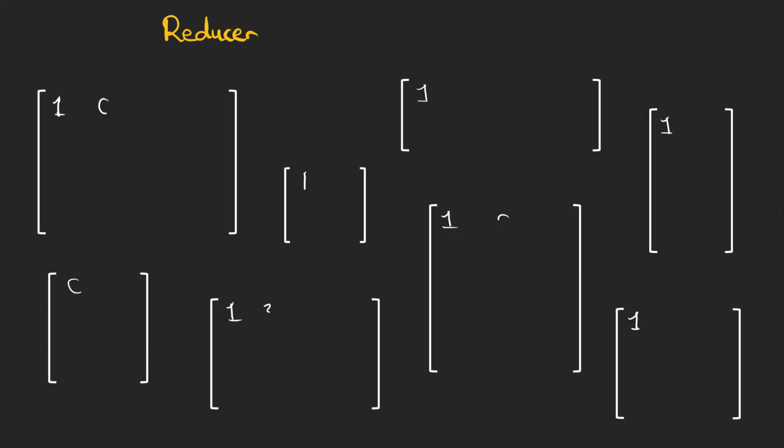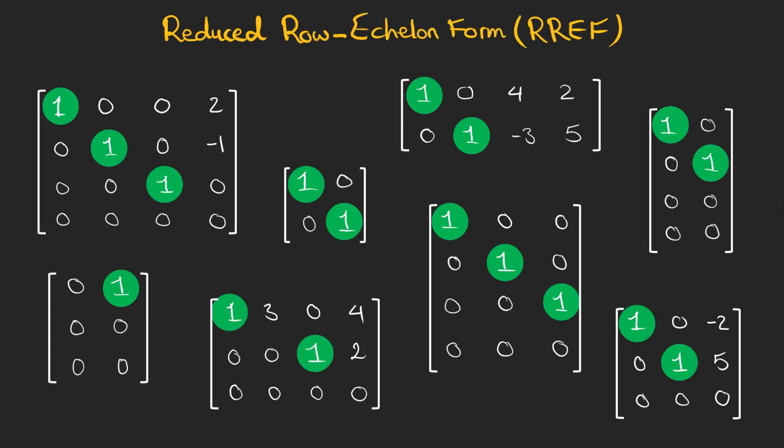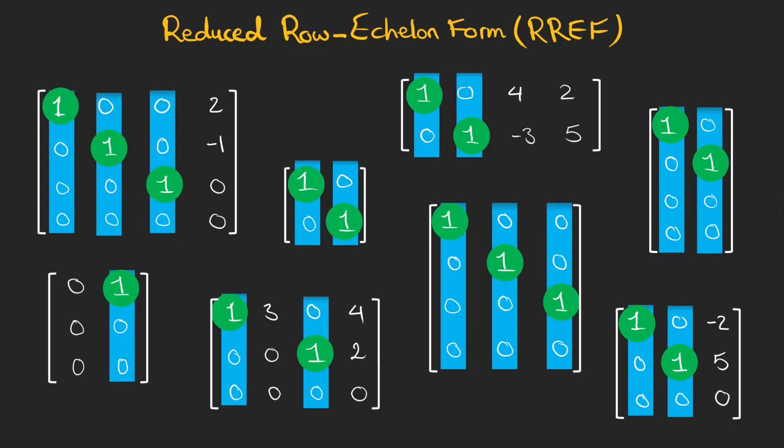We also have some matrices which are in reduced row echelon form. Reduced row echelon form matrices are in row echelon form, the pivots are all 1, and the pivot is the only non-zero entry in its column. These columns are called pivot columns, and these columns are non-pivot columns.